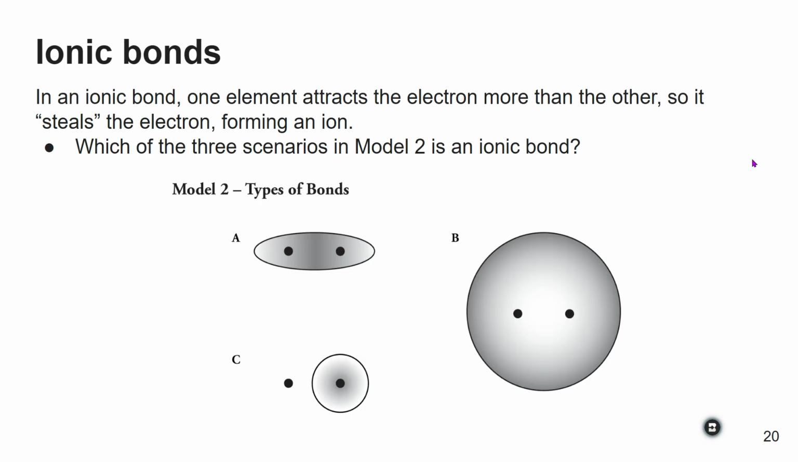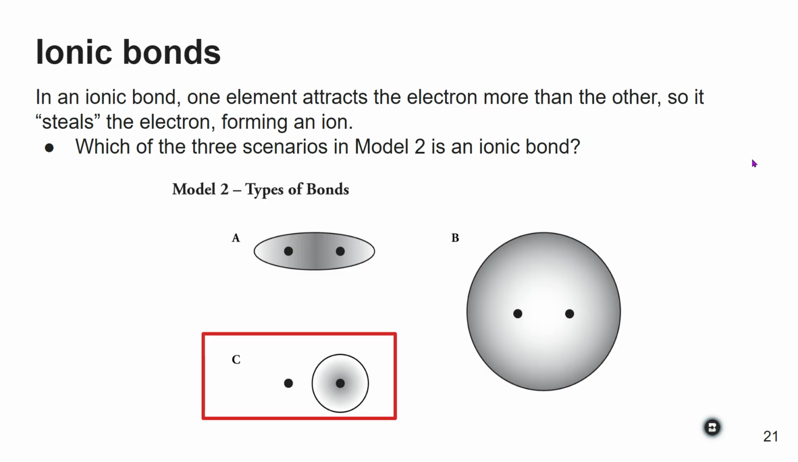And then lastly, we have ionic bonds. Remember, ions are charged particles, so they have an excess of electrons or not enough electrons to match up with the number of protons. So in an ionic bond, one element attracts the electron more than the other, so it steals the electron, forming an ion. So which of our last three models here would match up with an ionic bond? Pause the video and discuss with your partner as to why you came up with that answer.